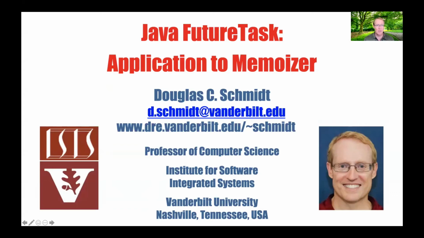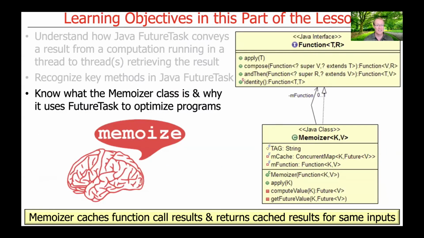Now that we've talked a bit about FutureTask and described essentially its structure and functionality, and its key methods, we're going to take a shot at explaining an interesting context in which you can use FutureTask. This should look a bit familiar because we've talked about this before, but not in the context of FutureTask. We're going to use it to implement a Memoizer.